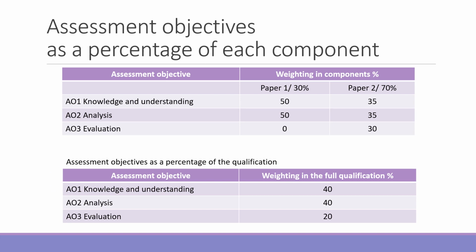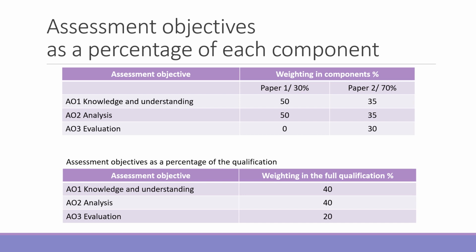Assessment objective as a percentage of each component. As we all know, in economics we have two papers, paper 1 and paper 2. We have three assessment objectives: knowledge and understanding, analysis and evaluation. The weightage of each component you can see here. Paper 1 weightage is 30%, paper 2 weightage is 70%. In this 30%, knowledge and understanding is 50%, analysis is 50%. In paper 2, knowledge is 35%, analysis 35%, and evaluation is 30%.